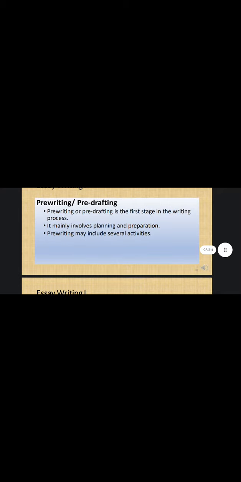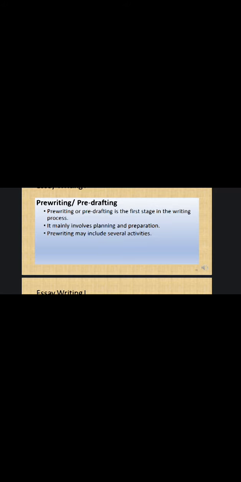The pre-writing or pre-drafting stage is one of the most important stages. If you miss this pre-writing stage, or you don't plan it really well, your essay is going to deviate. So it is very, very important. Every essay that you write, the quality of your essay is determined by your pre-writing stage, the preparation you make before the essay. That's why I say proper preparation prevents poor performance.